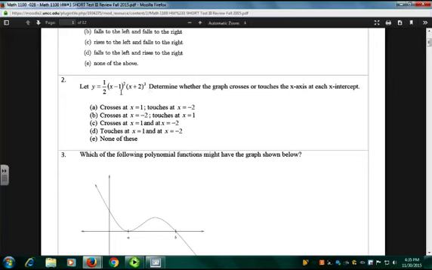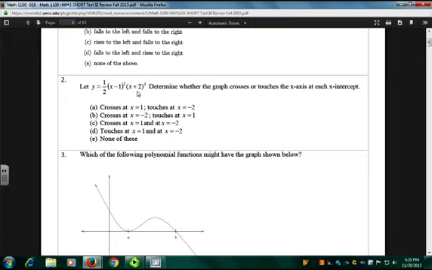You got zeros at 1 and at -2. But the powers are your multiplicities. When you have an odd power, the function crosses the 0. When the multiplicities are even, it touches. It looks like a little parabola or something like that.